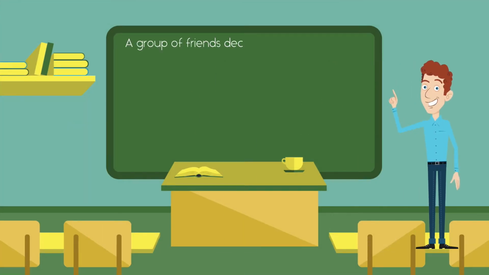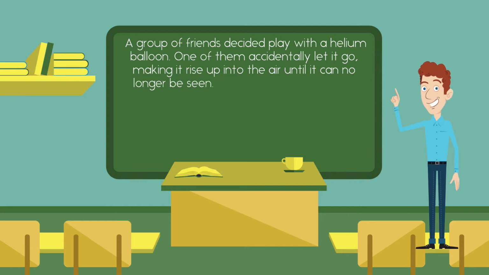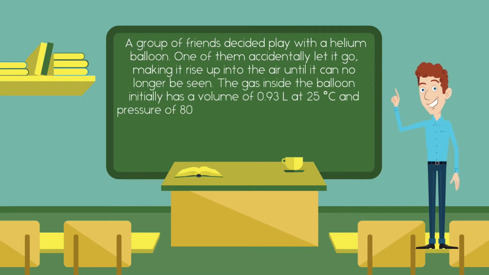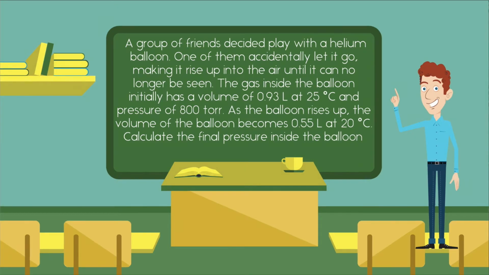So here we go. A group of friends decided to play with a helium balloon. One of them accidentally let it go, making it rise up into the air until it can no longer be seen. The gas inside the balloon initially has a volume of 0.93 liters at 25 degrees Celsius and a pressure of 800 torr. As the balloon rises up, the volume of the balloon becomes 0.55 liters at 20 degrees Celsius. Calculate the final pressure inside the balloon. Pause the video and try solving it on your own.